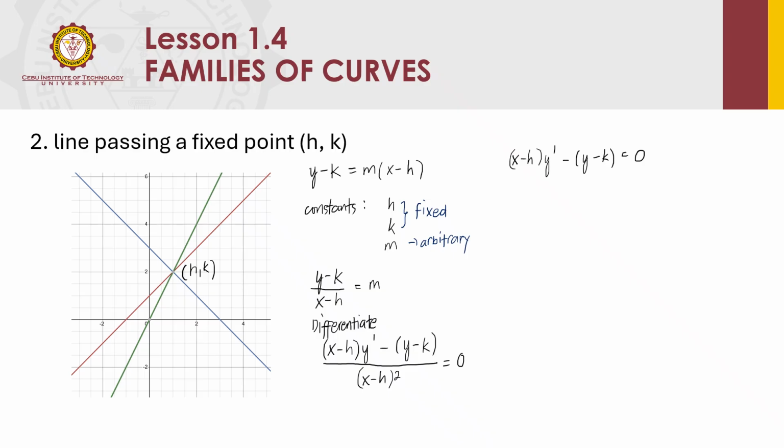In terms of y prime, we have the first expression containing y prime, or if you want to get rid of the parentheses here, we can write it as x minus h quantity y prime and then minus y plus k equals 0. So this is the differential equation which represents all lines passing a fixed point (h, k). So the final answer must contain the fixed constants h and k, and the arbitrary constant is eliminated.